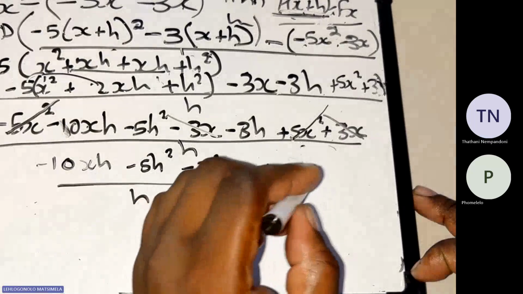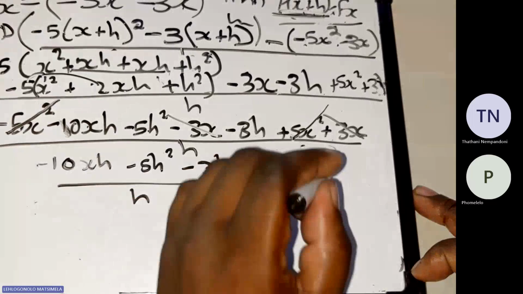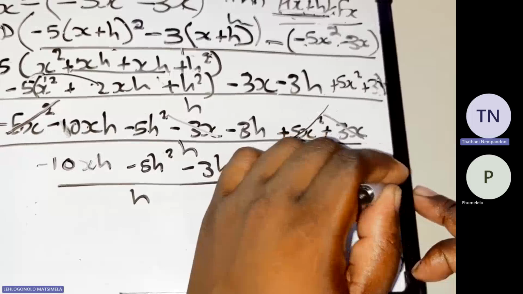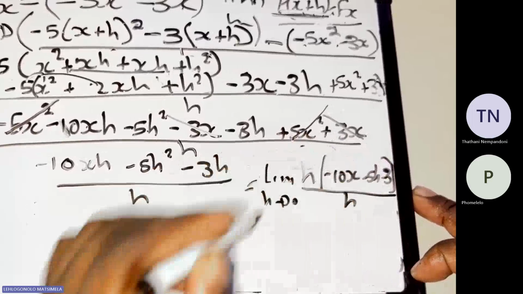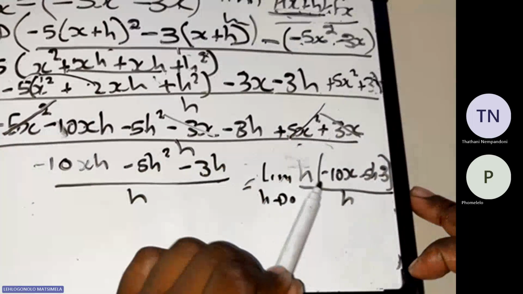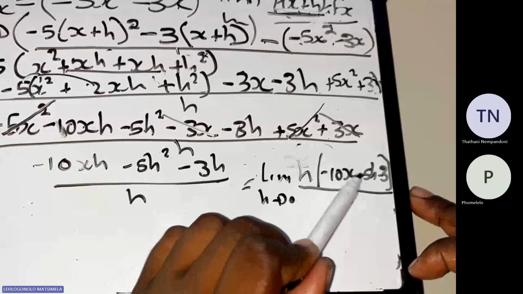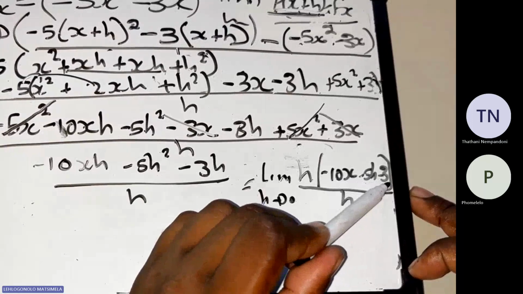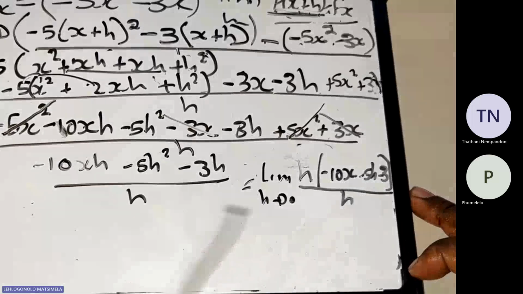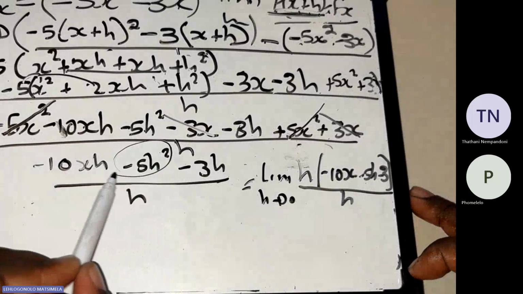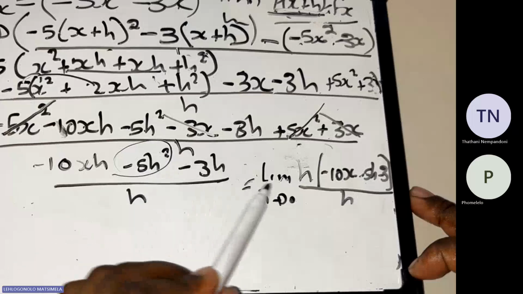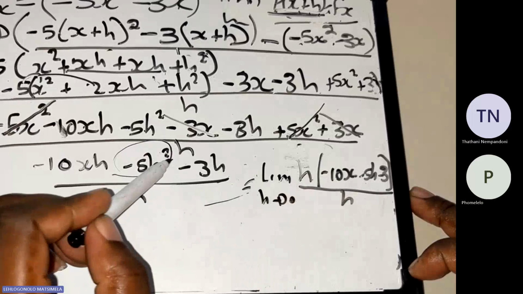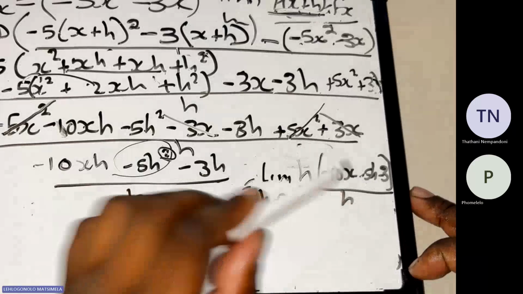You just remove one h there and then write the remaining without h, so that you can see what will happen. So I will have h multiplied by, in the bracket, minus 10x minus 5h minus 3. Why is it minus 5h? Because the h on the minus 5 is to the power of 2. So if I am saying it's 1h, then it will be h multiplied by h. They will give us h to the power of 2. That is why now the h is 1 there.